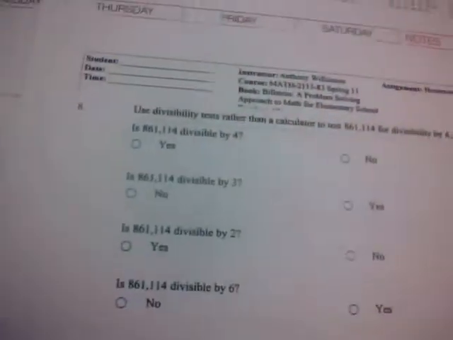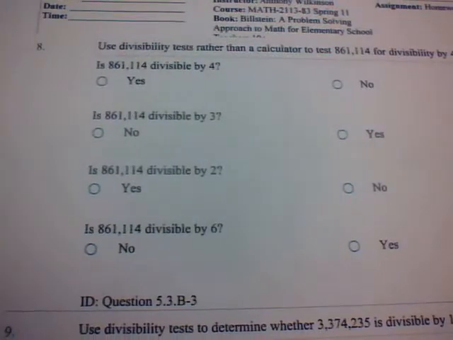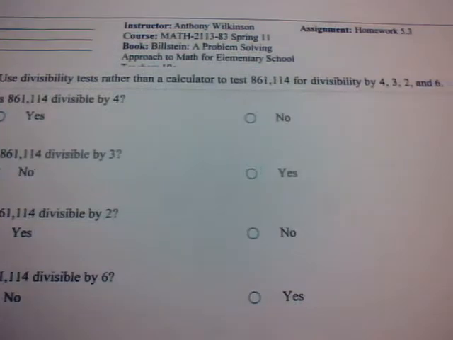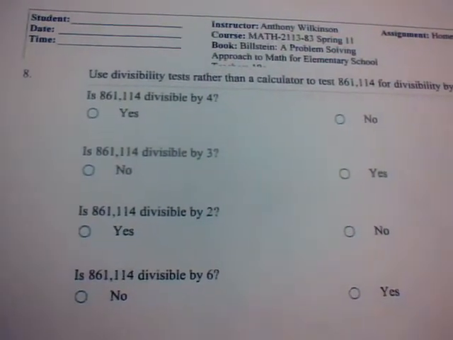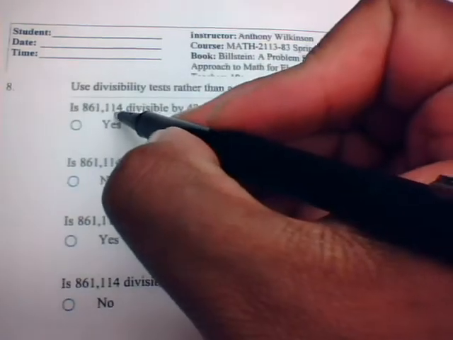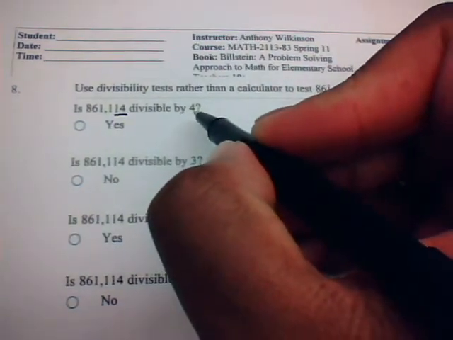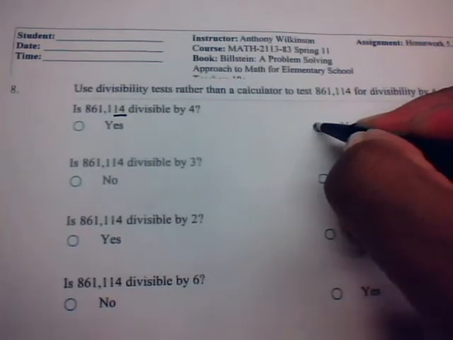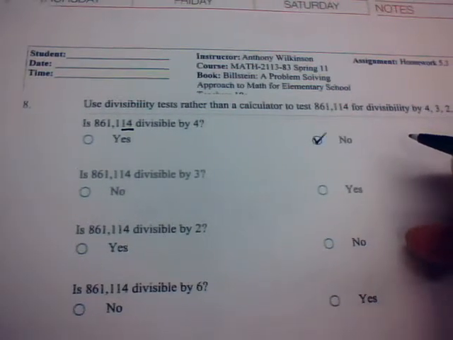All right, number 8 is another set of divisibility tests with the same number, 861,114. We want to determine whether that's divisible by 4, 3, 2, and 6. Well, is 861,114 divisible by 4? We look at the last two digits in this number, which is 14, to determine whether it's divisible by 4. Here, 14 is not divisible by 4. So therefore, 861,114 would not be divisible by 4.